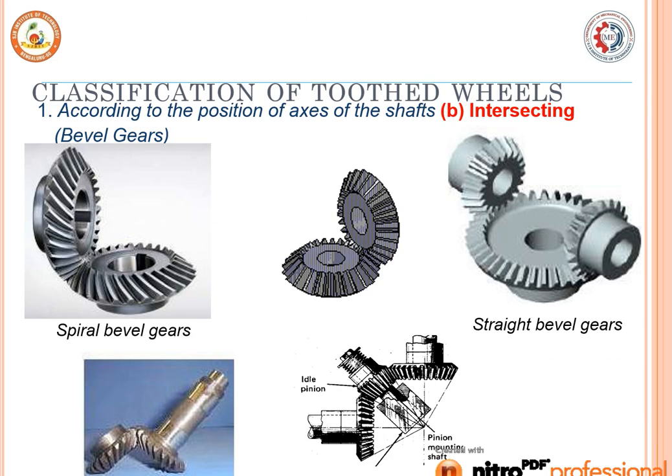The classification of toothed wheels includes intersecting gears. You can see that is a bevel gear, and that is a spiral bevel gear. In the straight bevel gear the teeth are parallel to each other. If the teeth are cut in a different profile, that is then a spiral bevel gear. So here you are supposed to decide according to the transmission, the contact, and the power generation.